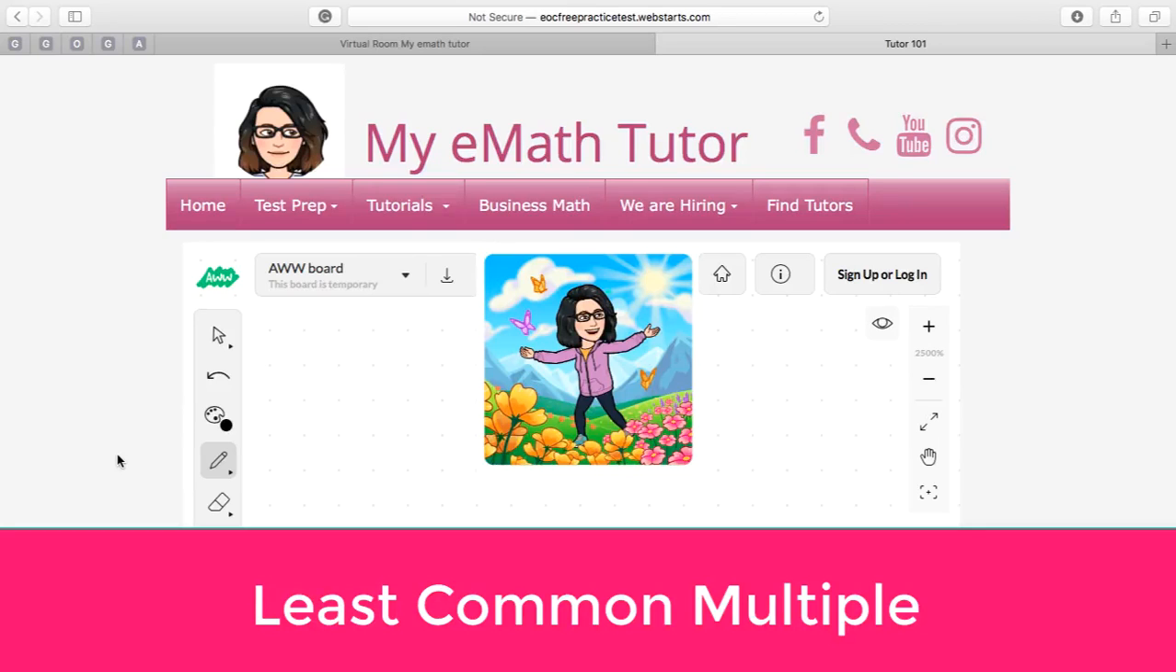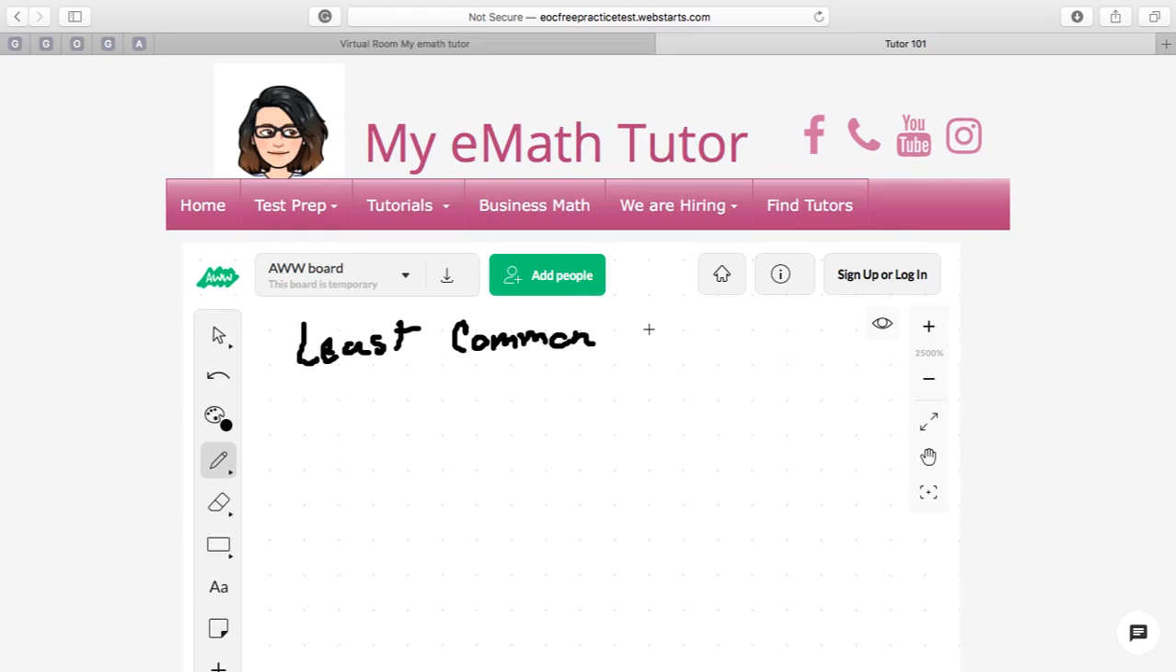Let's talk about the least common multiple. Now, when they ask you this, what we're going to do is first do a simple example, and then I'm going to teach you how to do it using factorization.